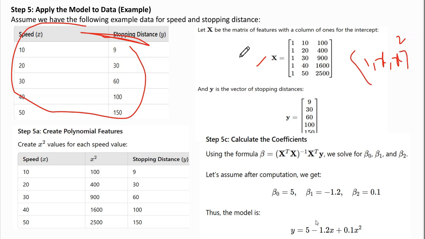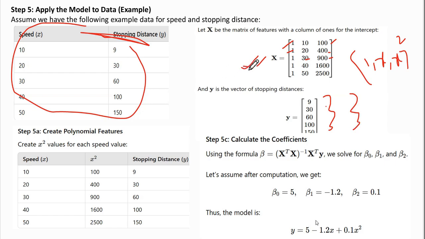What is the first one? First is 1. What is x? 10. x square is 100. Next is 1, x is 20, 20 square is 400. Next x is 30, 30 square is 900. Like this we have to define the matrix X. Y is the vector of which variable? Target variable. What are the values of the target variable? 9, 30, 60, 100, 150. Like this we are defining the Y.